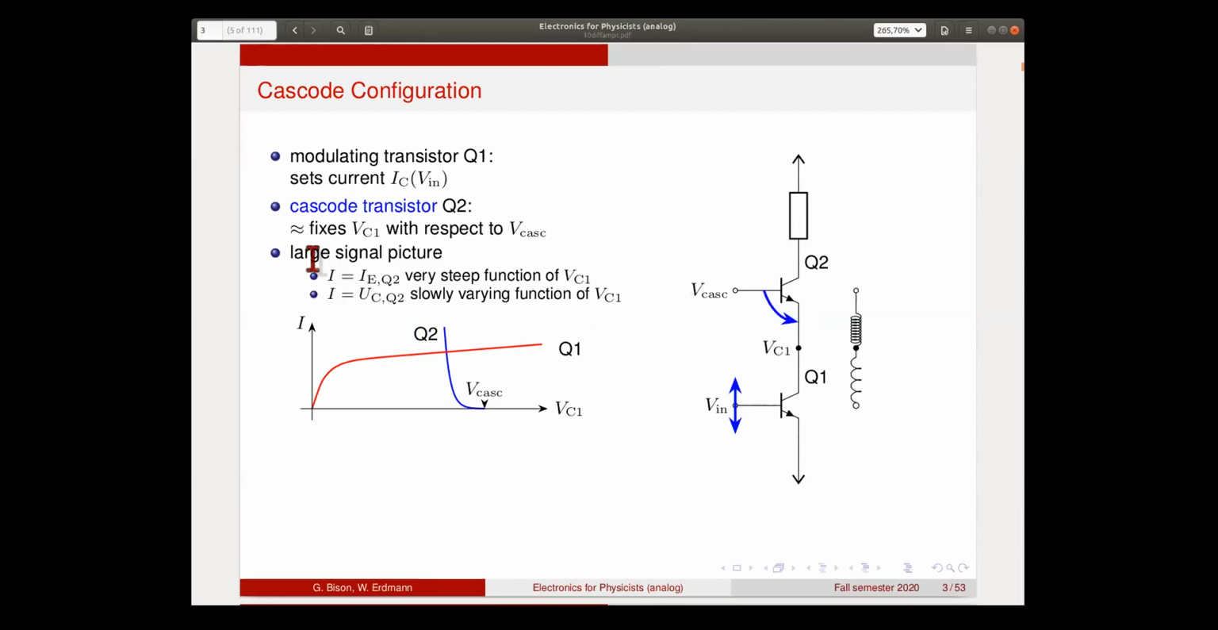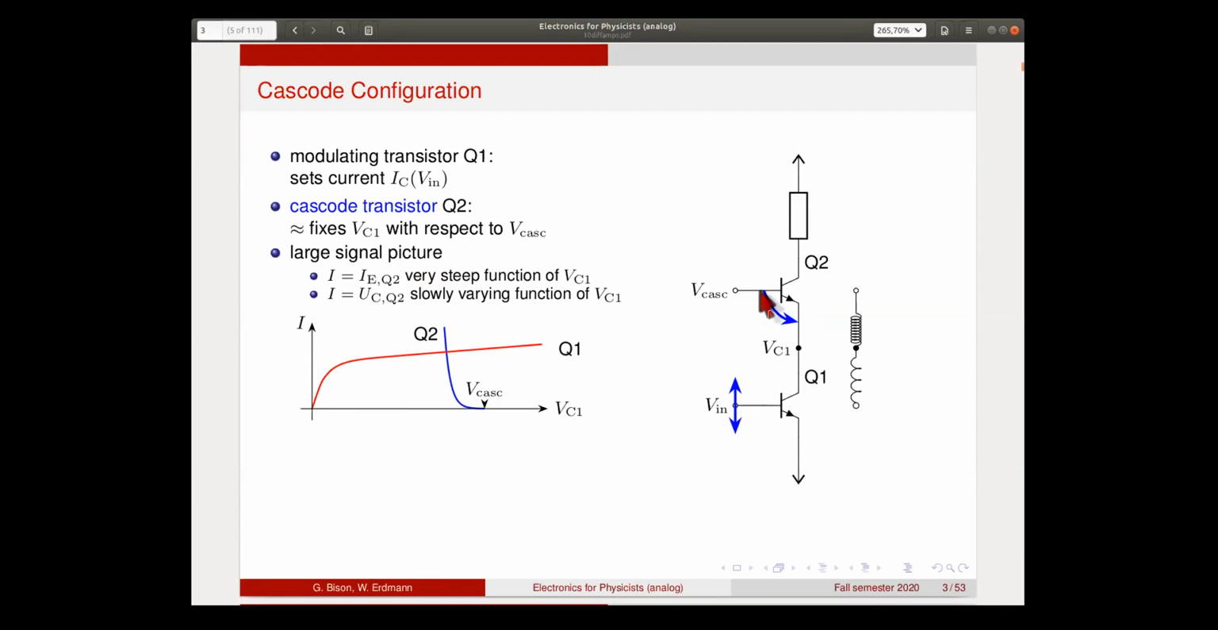In the large signal picture, this is shown here. You see on the horizontal axis the potential of this node, and on the vertical axis the current that flows down this branch. From the point of view of the input transistor, this is the red curve, the well-known transistor curve. It starts quickly, then it goes into saturation and is almost constant, with a small slope due to the Early effect.